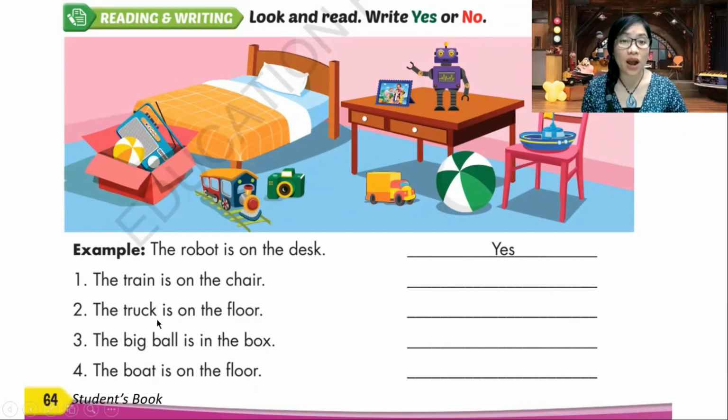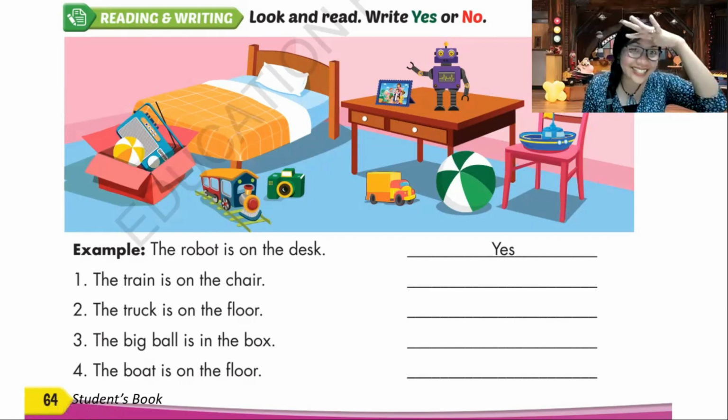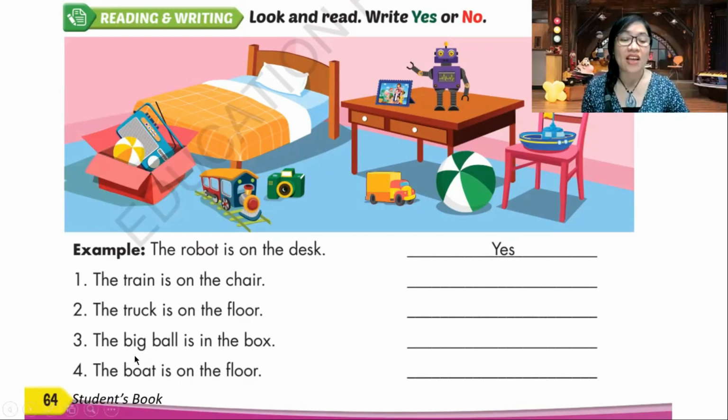Number 2. The truck is on the floor. Yes or no? Where's the truck? Find the truck again. Number three, the big ball is in the box. Where's the big ball? Find it. Because there are two balls, right? One big and one small. So find the big ball. Yes or no? Number four, the boat is on the floor. Find the boat. Is it yes or no? Write the correct answer.